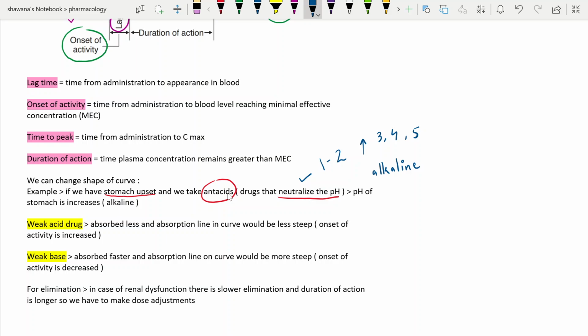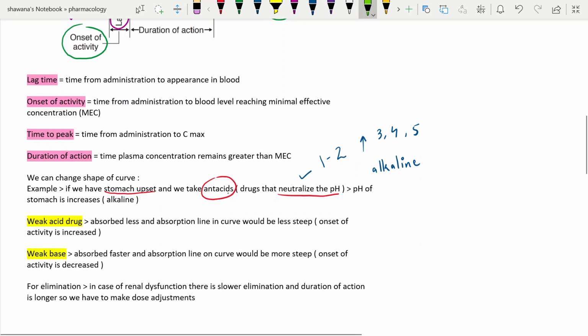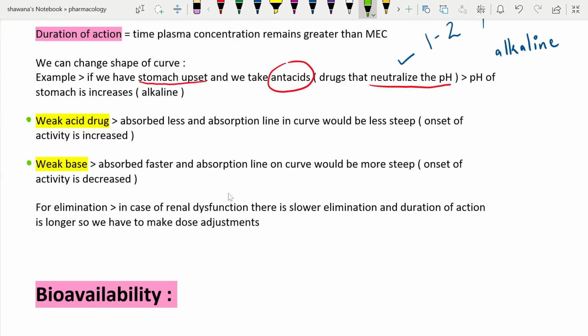It depends on the antacids we are using. So what is the effect of weak acid and weak base in these particular circumstances? Weak acid drugs. As we have discussed in the previous lectures, if the drug is a weak acid, and on the other side the drug is a weak base, they are absorbed well in a pH similar to their pH.